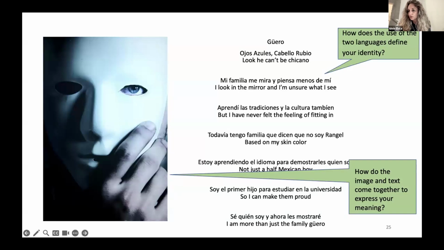So these are some of the questions that we were using. How does the use of the two languages define your identity? How do the image and text come together to express your meaning? Another goal of multimodality in the classroom is to provide a space for learners' authorial voices and identities. The instructor feedback can help learners find their voice and express that identity by asking them to reflect on their choices, for example, the images, the language, and the color.